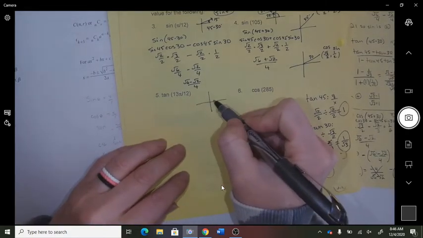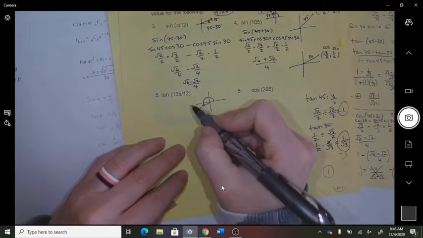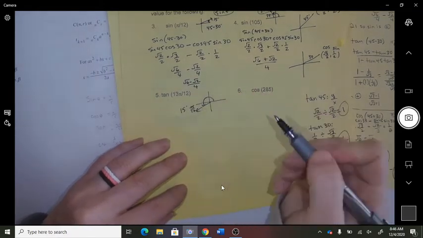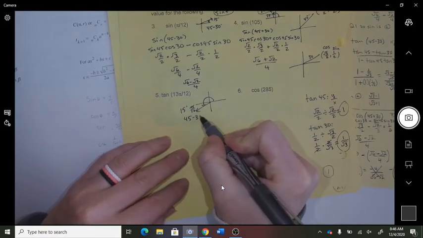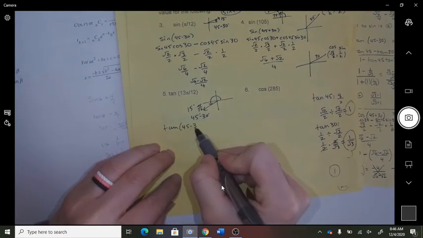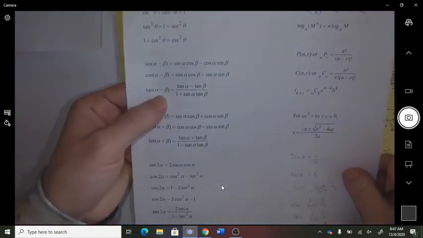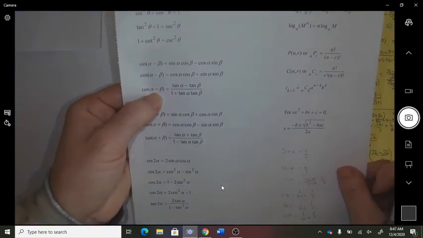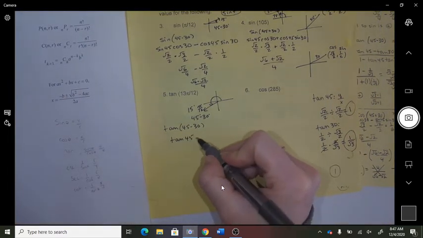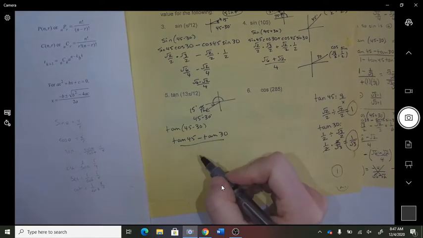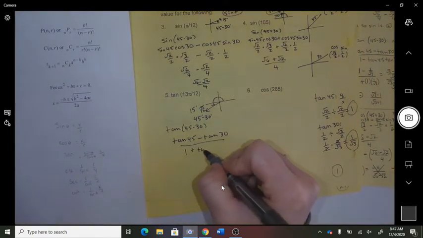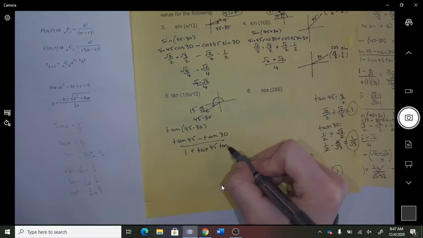Okay, so 13 pi over 12 is there. That leaves me with a reference of 15 degrees. So I'm going to be using 45 subtract 30. Tan of 45 subtract 30. I need to find the formula, which is right here. So I'm going to go tan of 45 minus tan of 30, divided by 1 plus tan 45 tan 30.